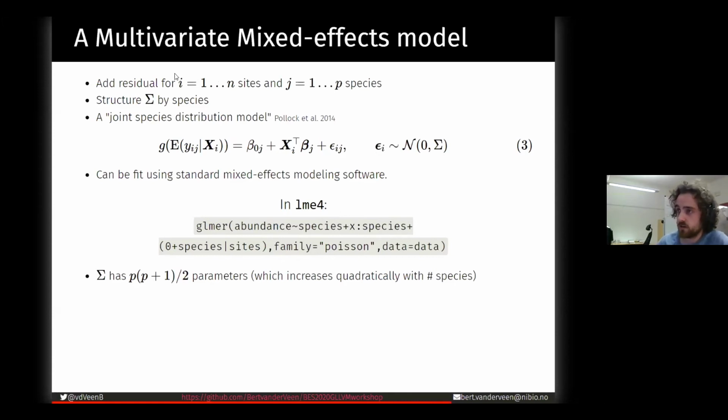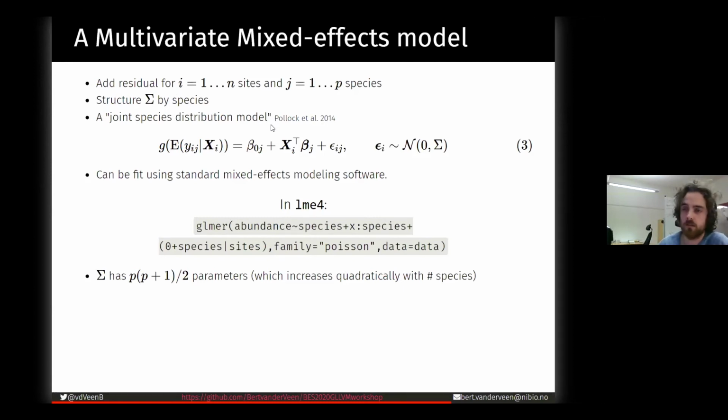Making this a mixed effects model, we add a residual for all sites and all species, sites i and species j, which we assume to be normally distributed for sites, and we structure that with a covariance matrix that explains the connections between our species, the associations. So this is essentially a joint species distribution model in the flavor of Pollock et al., right?